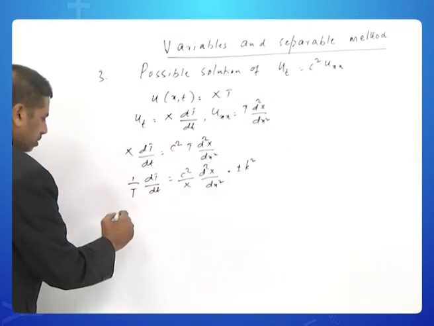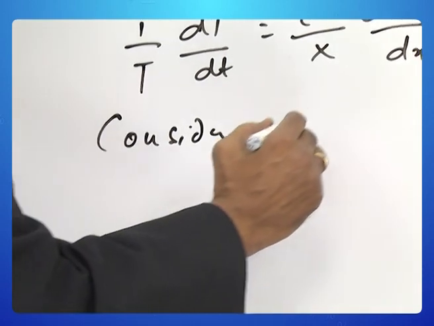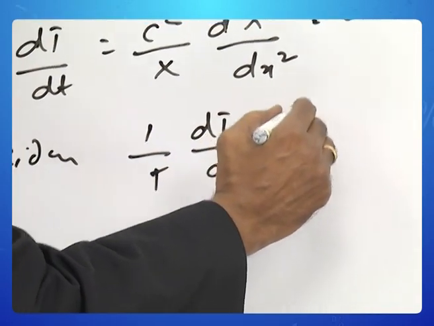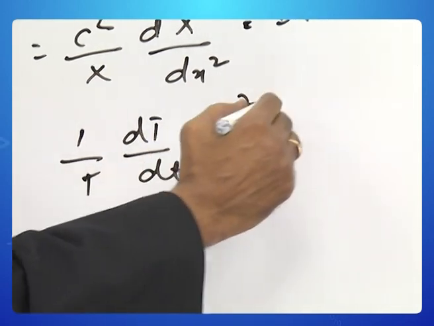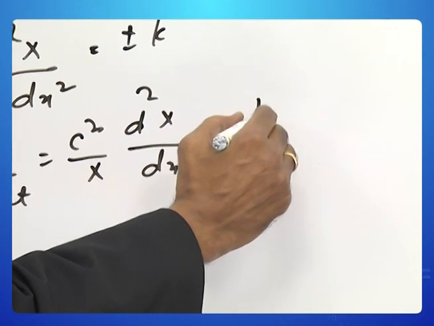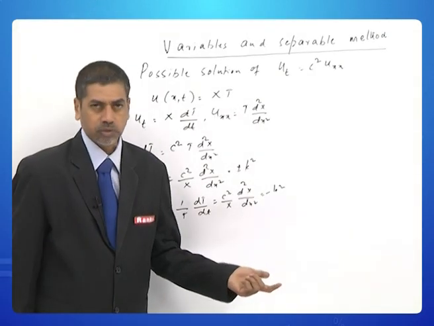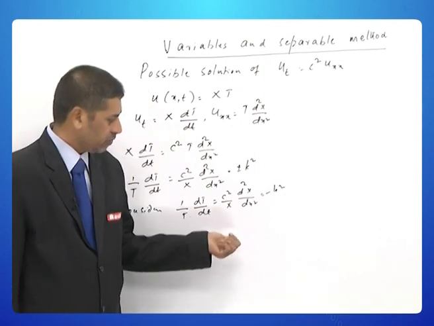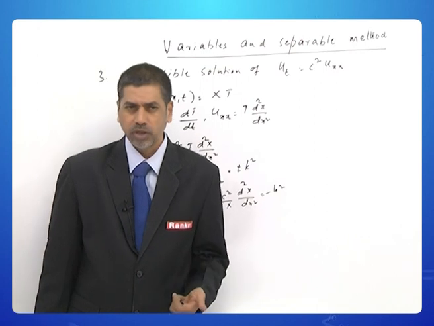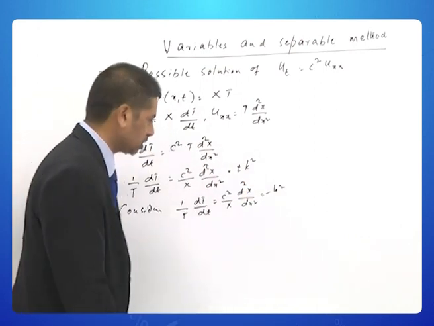So, if you take 1 by capital T dT by dt is equal to c square by X d square X by dx square is equal to minus k squared, you will get one type of solution. Let us try with this. If we are lucky and get the correct option, then we do not have to investigate the plus k square case, otherwise we will investigate the plus k square case.